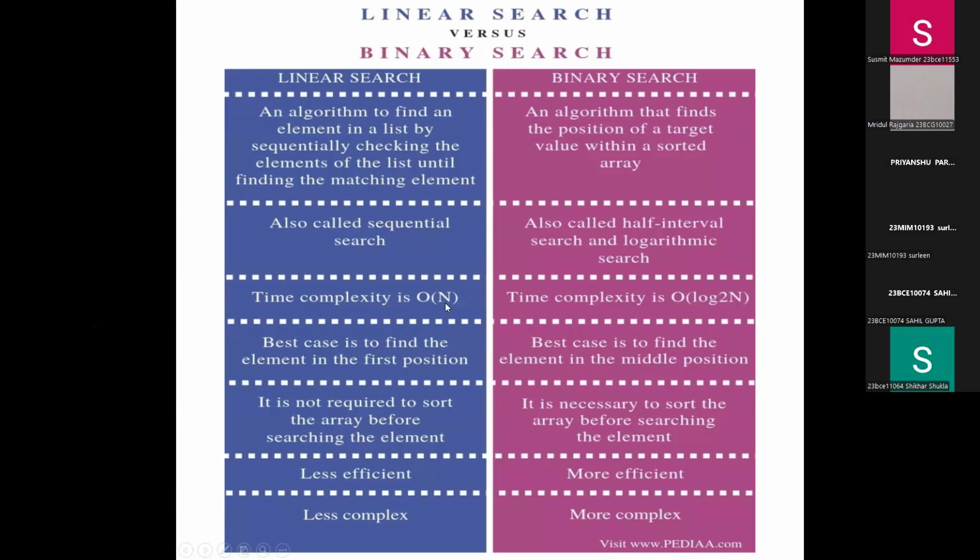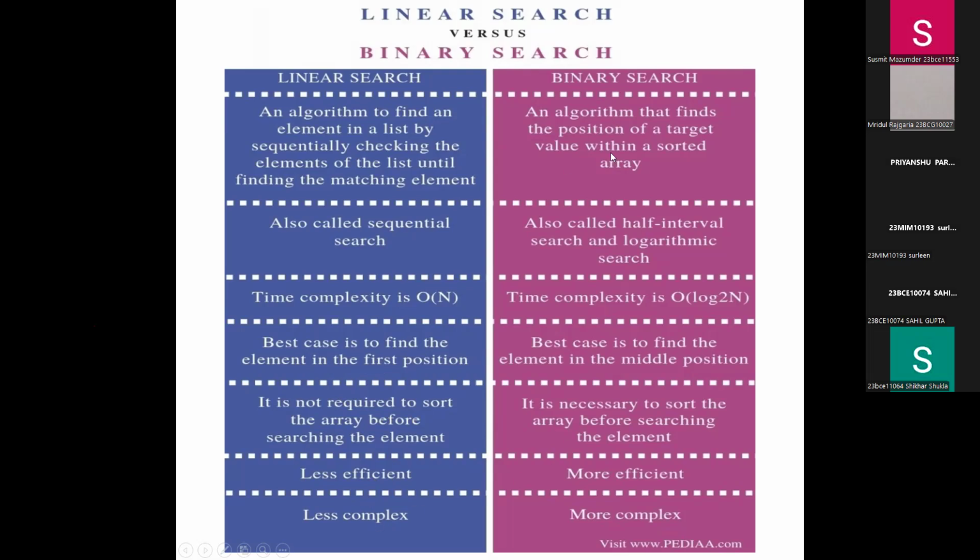The time complexity is order of n for given n numbers. In the best case, the element is found in the first position itself. It is not required to sort the array before searching for the element. We can search for the element in an unsorted array also, and it is less efficient and less complex.